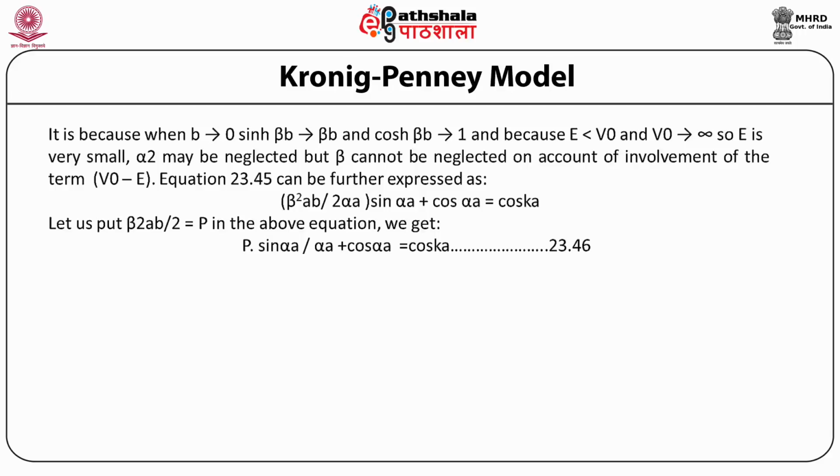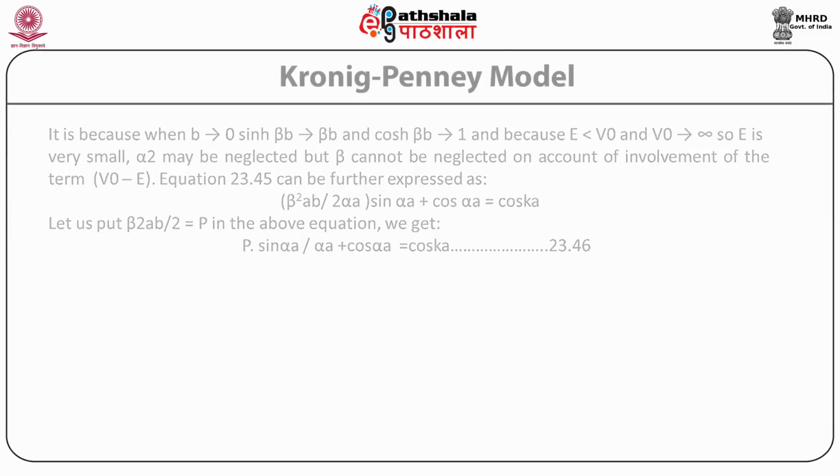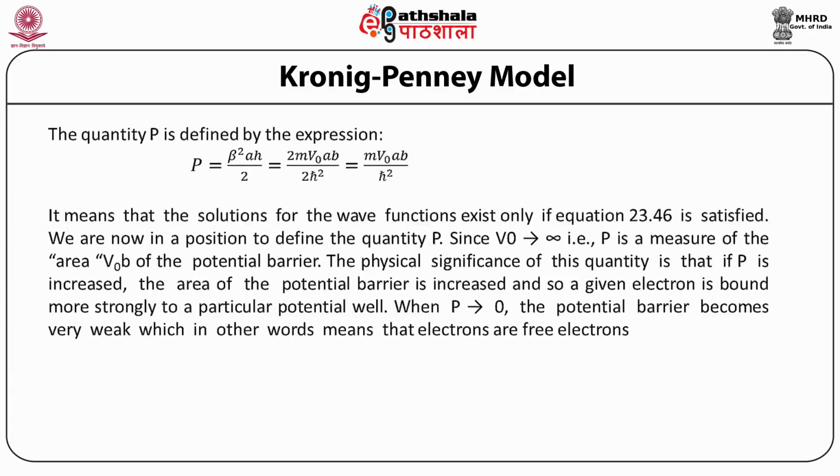Let us put beta square ab upon 2 equal to P in the above equation. We get P into sin alpha a upon alpha a plus cos alpha a equal to cos ka. Put it as equation 23.46. The quantity capital P is defined by the expression capital P is equal to beta square ab upon 2, is equal to twice m V naught ab upon twice h cross square, is equal to m V naught ab upon h cross square.